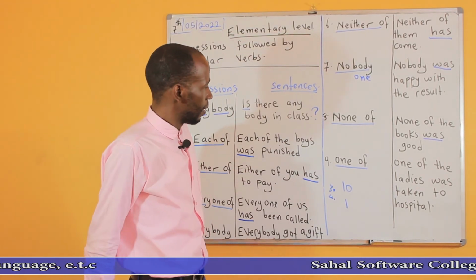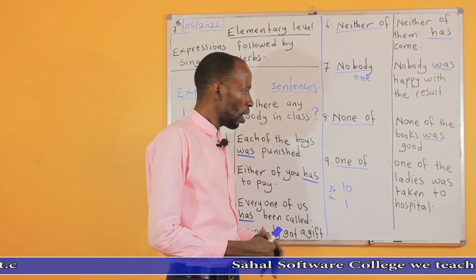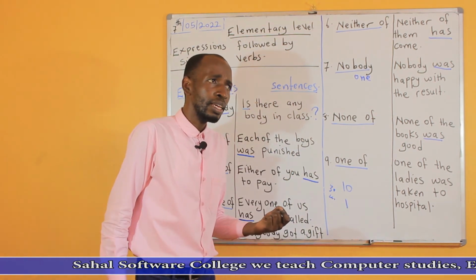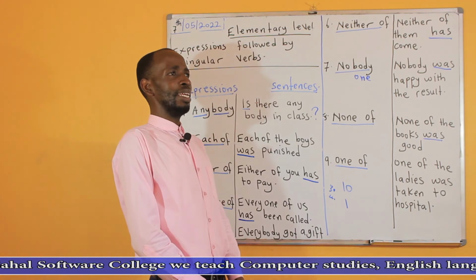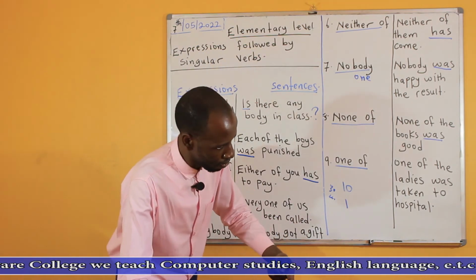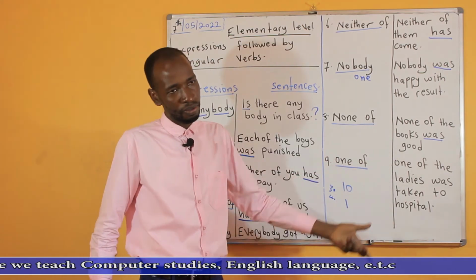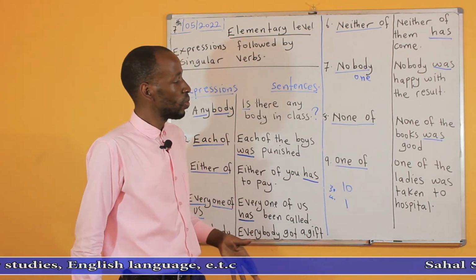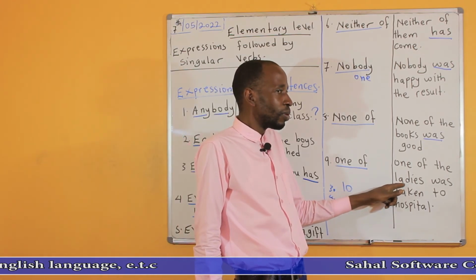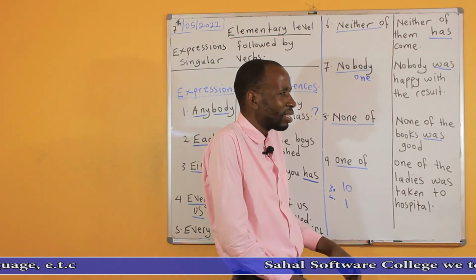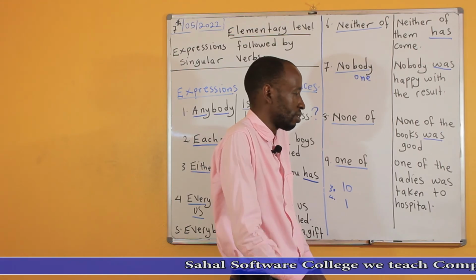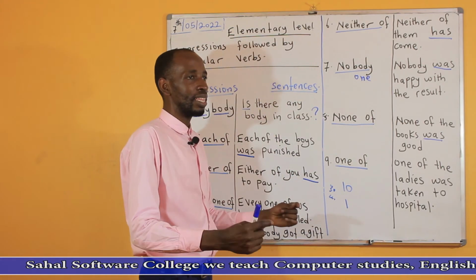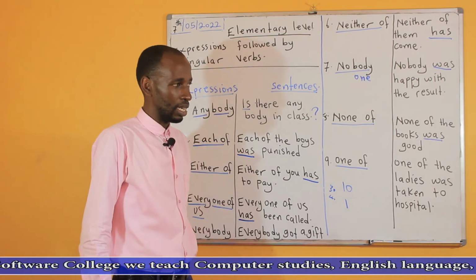I'm telling you. So now, one of the ladies was taken to hospital. This is one. If you hear ladies, you say, oh, but they are ladies, teacher. No, one of. The statement is one of. Do you understand? So if I say one of, don't be rigid. Don't say, but they are ladies. No, that is beginner lessons. This is now elementary level. You need to understand that.